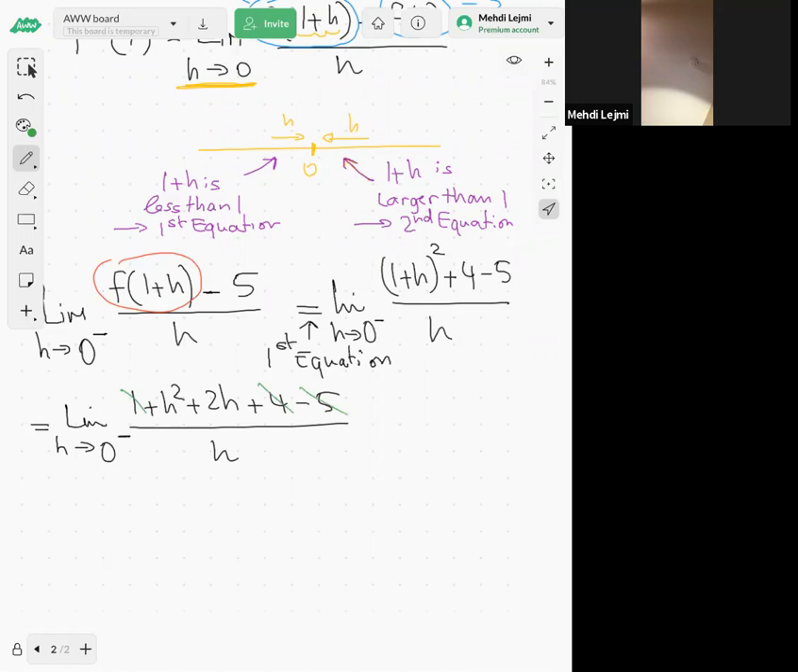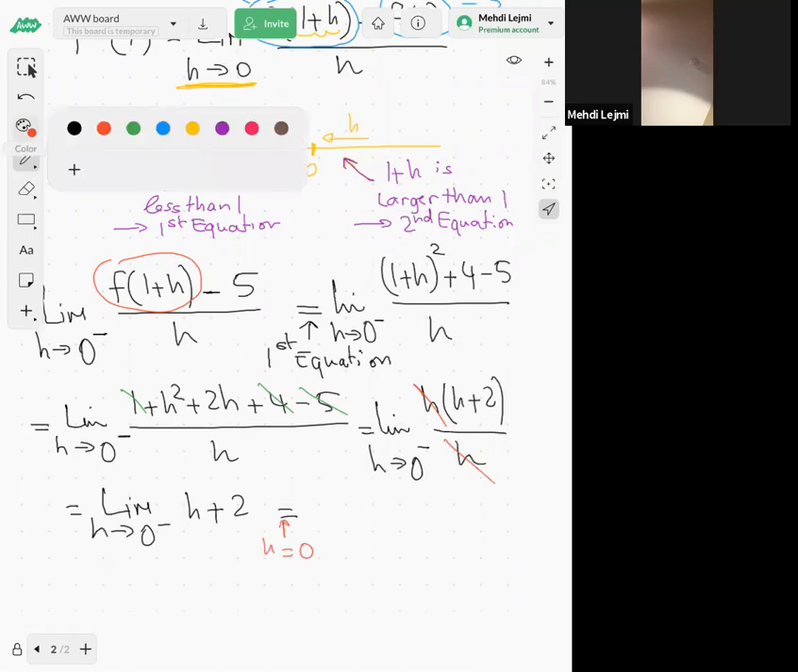So it's just h squared plus 2h over h. You can factor out h in the top. So the limit as h goes to 0 minus, factor out h, so it's h times (h plus 2) over h. Then h over h cancel out, and so it's just the limit as h goes to 0 minus of h plus 2. And so your h is equal to 0. So the answer here would be positive 2.